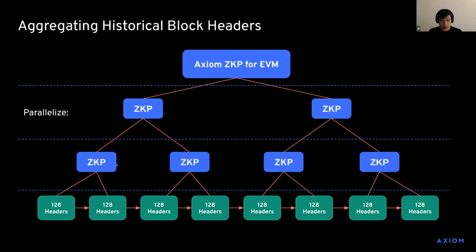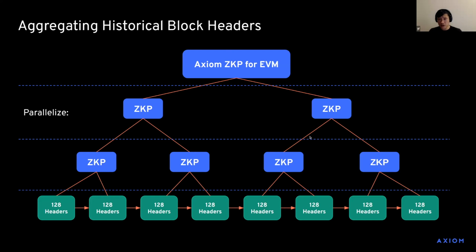So as I'm showing here, we take the first 2 and recursively aggregate them in a zero-knowledge proof, the second 2 and do the same thing, and the third pair and the fourth pair as well. Then we use recursive aggregation on top of each of these pairs to get to a zero-knowledge proof, which establishes the valid Keccak chain of 1,024 block headers.